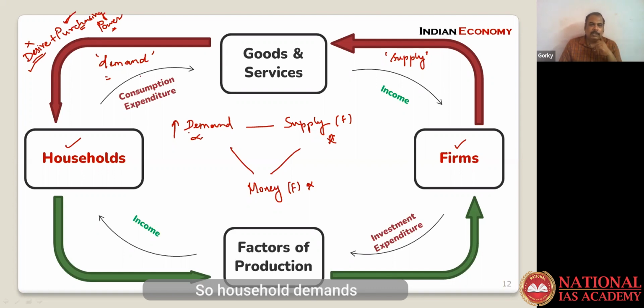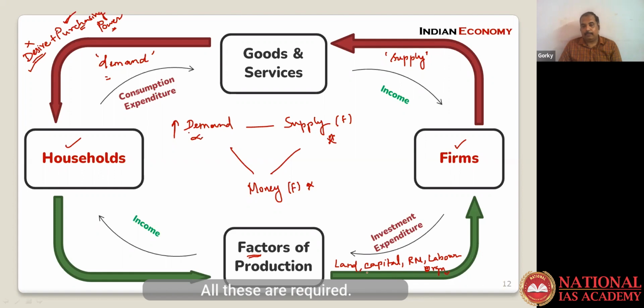So household demands and their supply. How can they supply? They need to produce. For production, they need industries. How are industries created? Through factors of production. What are the factors of production? They need land, right? They need capital. They need raw material. Clear? They need labor. Correct. They need entrepreneurship or organization.